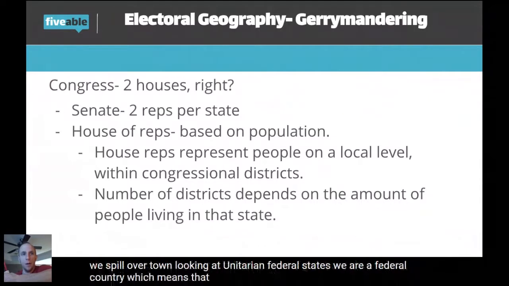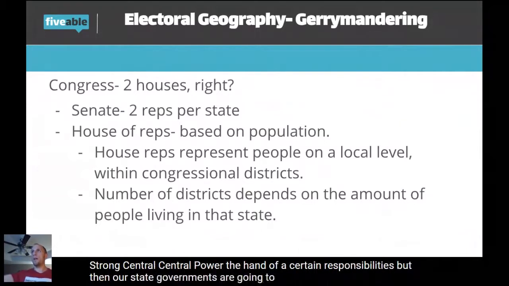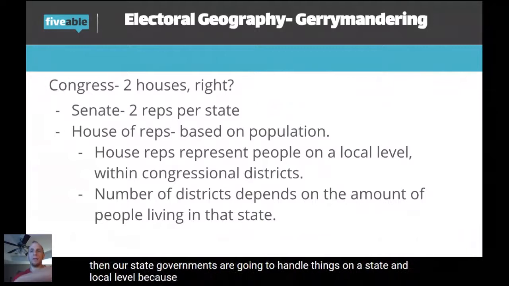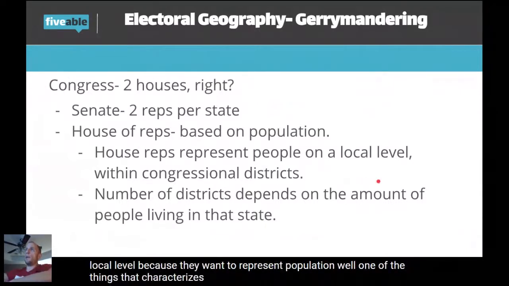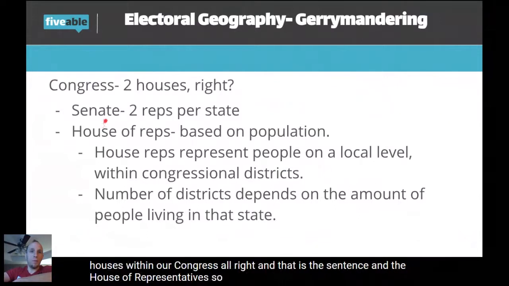We're a federal country, which means that we have a national government with a lot of strong central power that handles certain responsibilities, but then our state governments are going to handle things on a state and local level because they want to represent population. Well, one of the things that characterizes our legislature is the fact that we have two houses within our Congress, all right? And that is the Senate and the House of Representatives.